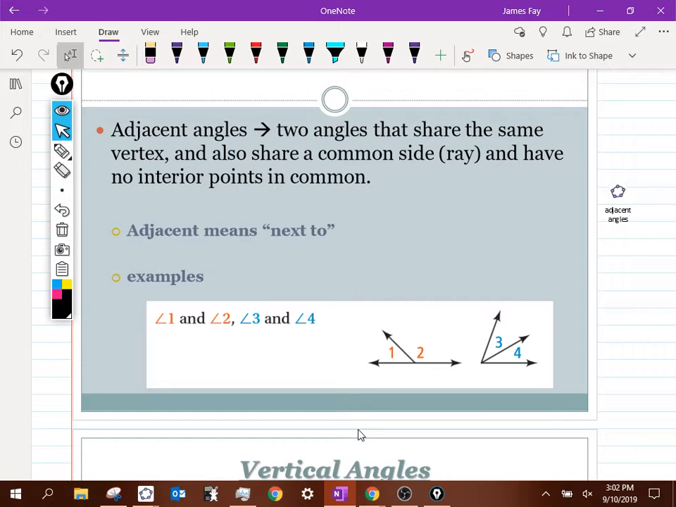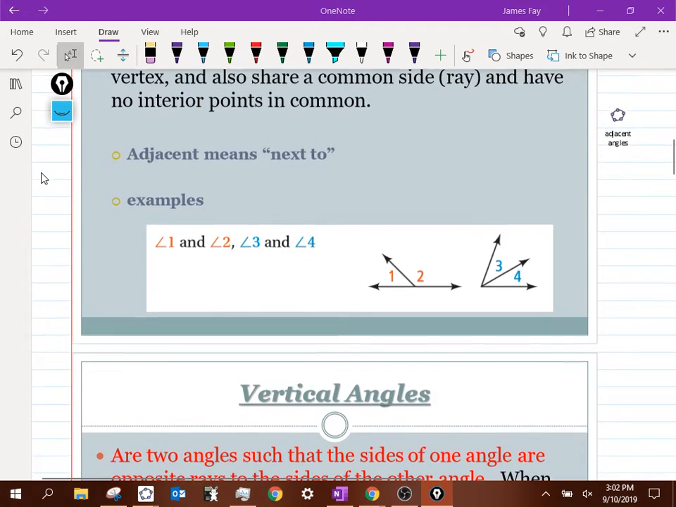Okay? Now, we spent a lot of time talking about that definition. And I always spend time on things that I know are important for the rest of this class. We will talk about adjacent angles from here on out for the rest of the year. So it's very important that we understand what they are, how to identify them, and then the things that we can do with them.